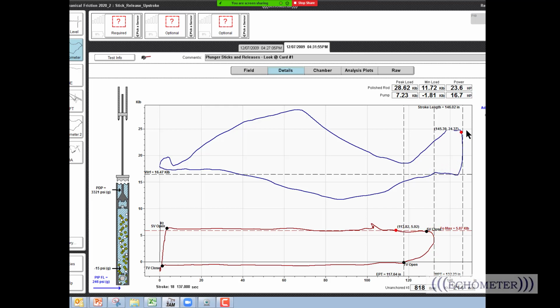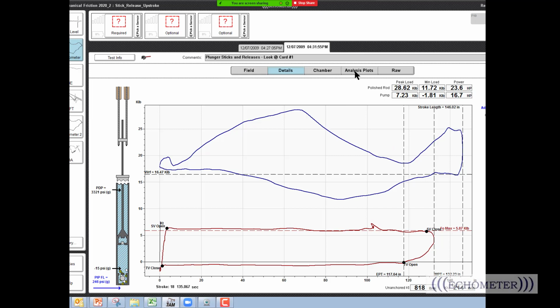Now this is a vertical line. See this vertical line here? That means that we're overcoming some downhole sticking force that's occurring downhole. And so the idea of looking for a vertical line on the surface card at the top and bottom of stroke usually indicates that you're overcoming some kind of mechanical friction force. As the friction is being overcome and released, the loading is dropping off.